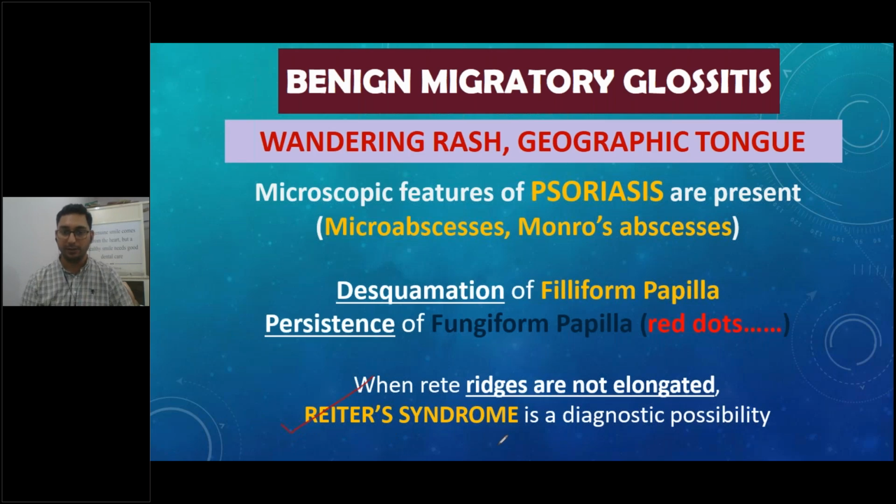This is very important and has to be in your notes in bold letters. So Reiter syndrome, but we consider this only when rete ridges are not elongated. Usually geographic tongue will have elongated, test tube shaped, clubbed rete ridges, but in Reiter syndrome, it will have a geographic tongue but the rete ridges will not be elongated. So that is Reiter syndrome. Keep this in notes, very important.